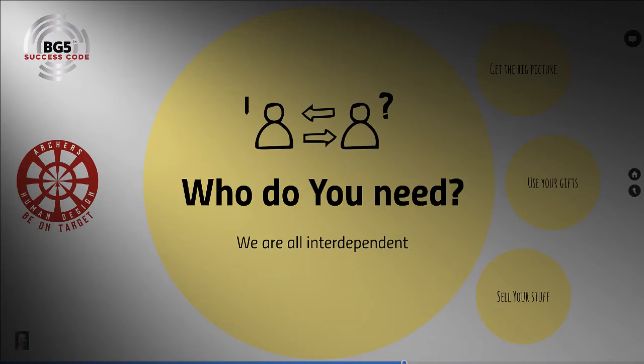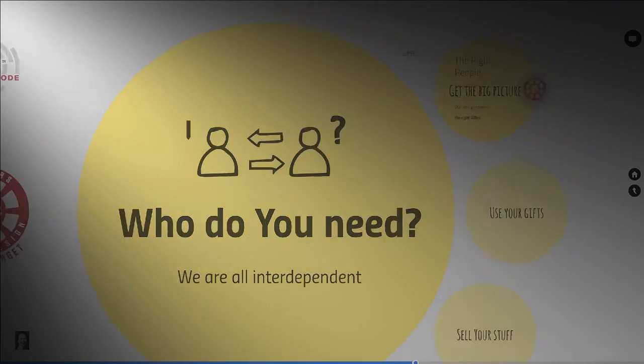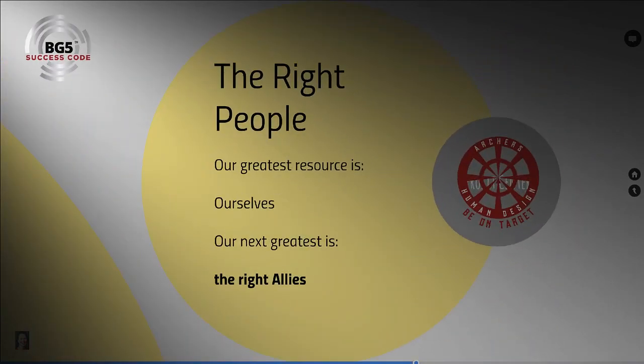One of the first things we're going to talk about is who you need. Remember, all of us are interdependent. We don't make money alone. We all need other people. Even an independent, pure manifester is still going to need other people to sell to. We don't make money all by our lonesome. There's always somebody to sell to. So what we're going to work with is getting the big picture by seeing the right people in your life.